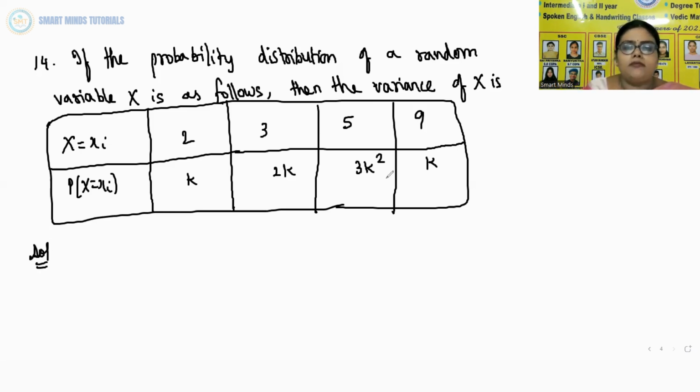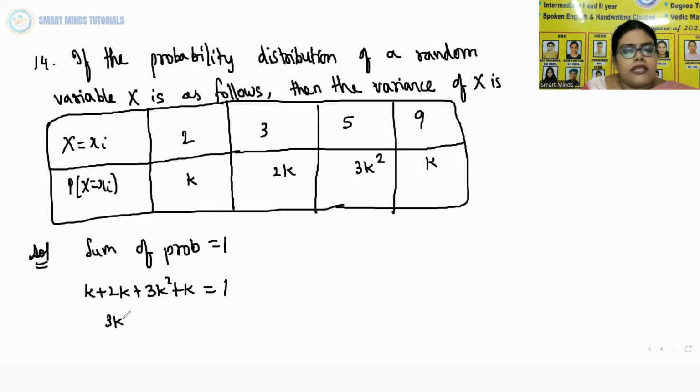Probability is given in terms of k. We know that the sum of the probabilities is equal to 1. So add all the probabilities and equate it to 1, you will get the k value. k plus 2k plus 3k square plus k is equal to 1. So 3k square plus 4k minus 1 is 0.